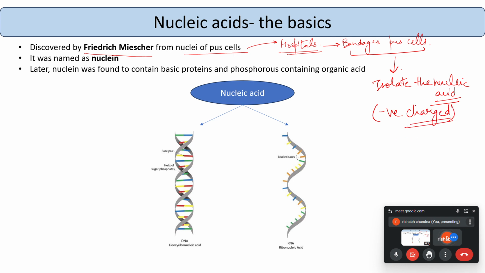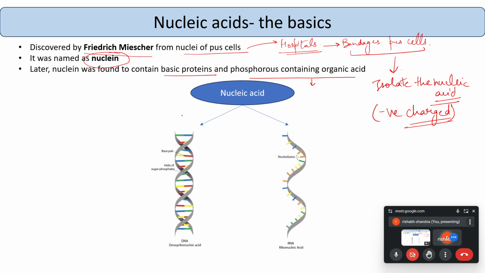Okay, so at that point of time, it was out of the knowledge of many historians. So that's why it was named nuclein. Okay, so later, nuclein was found to contain basic proteins and phosphorus containing organic acid. Okay, that's now called a nucleic acid. So nucleic acid is divided into two types. One is DNA and the other is RNA.